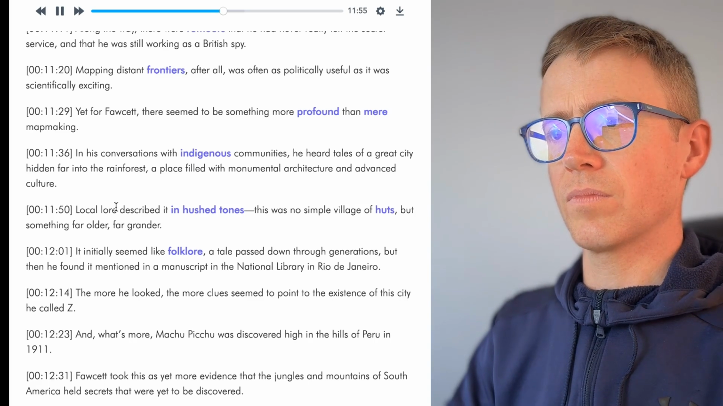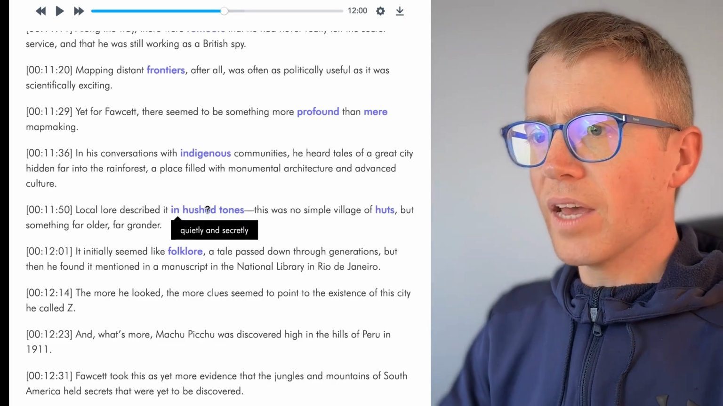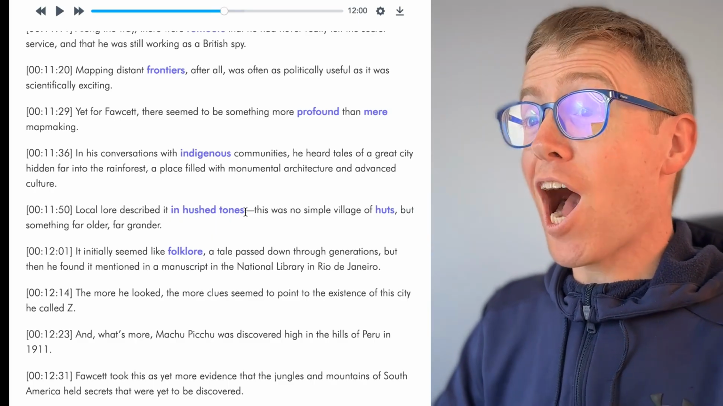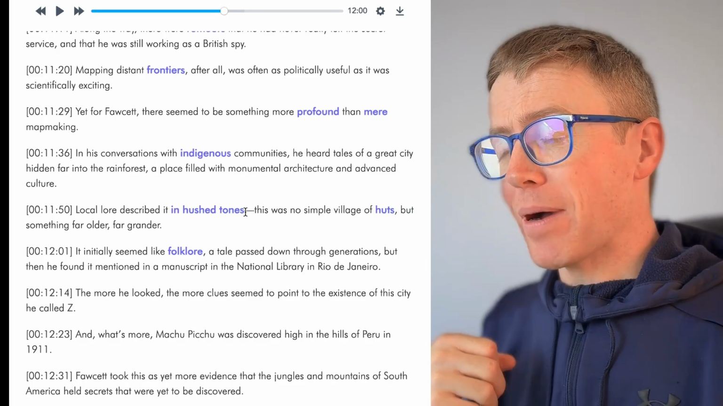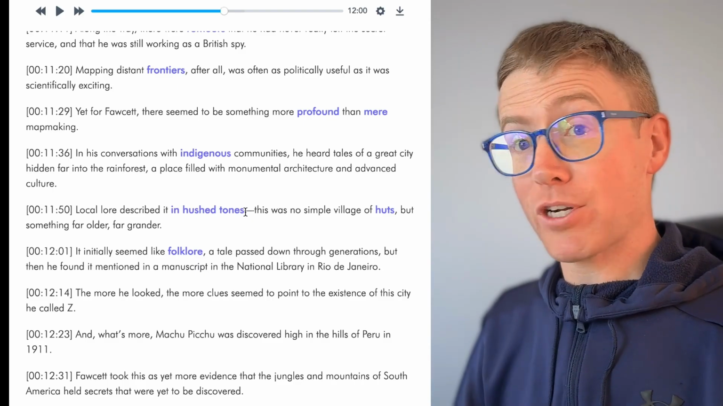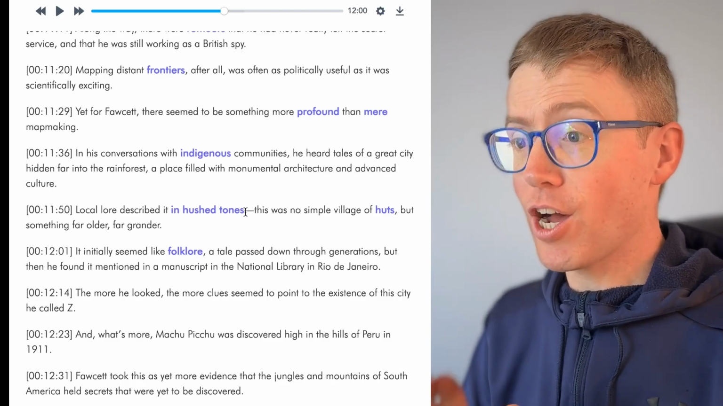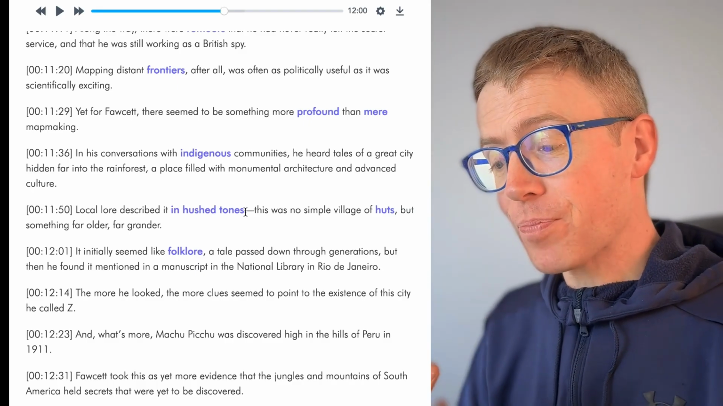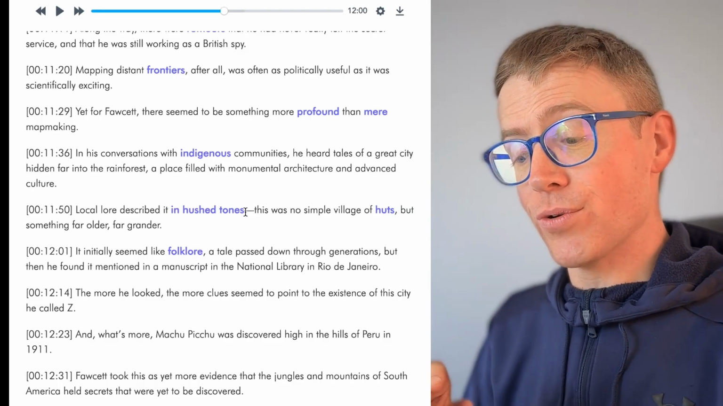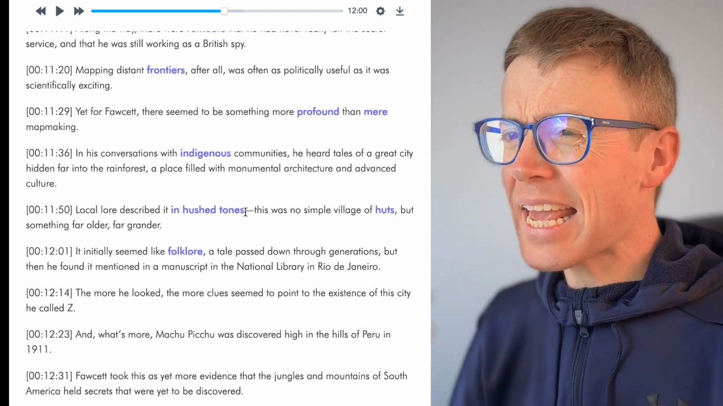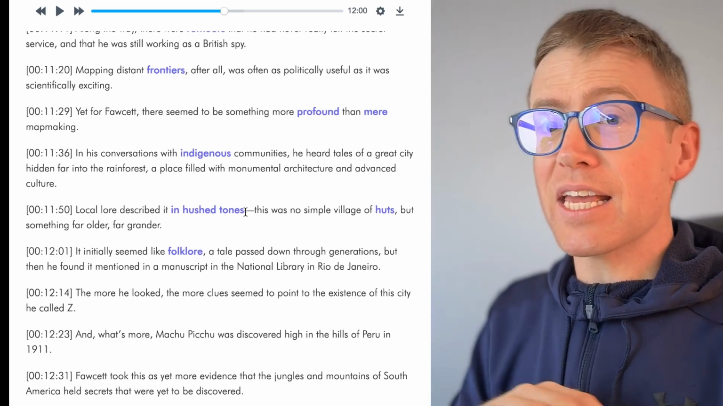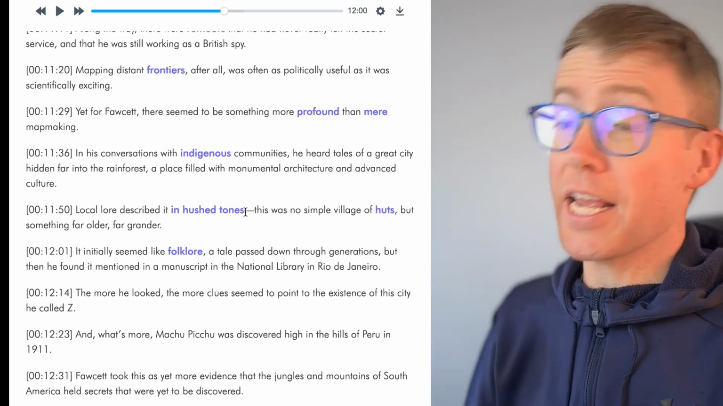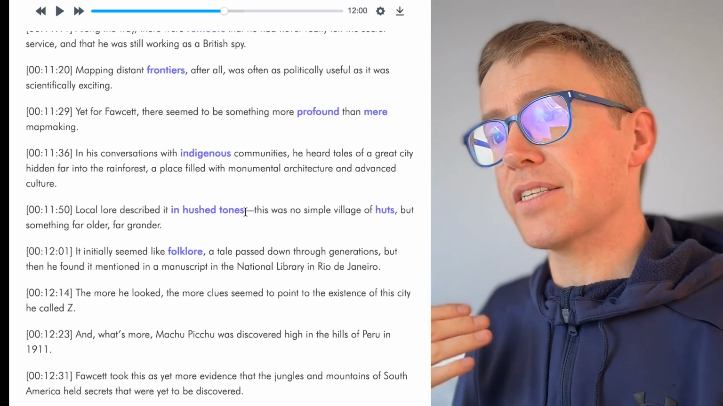This was no simple village of huts, but something far older, far grander. Let's pause very quickly and talk about this in hushed tones. So, hushed means kind of quiet. You might say to someone who's making too much noise, hush, hush, especially to a child, hush. And in hushed tones means specifically trying to talk quietly. Here, it doesn't literally mean quietly, but it means kind of in secret. As if you have a secret, you might say, come over here, I need to tell you something. That's in hushed tones.